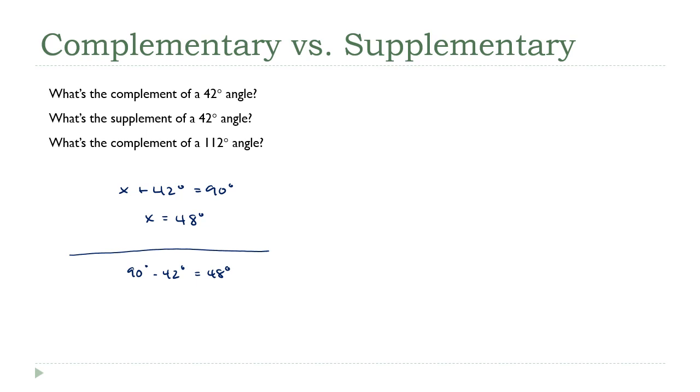All right, so the next question: what's the supplement of a 42-degree angle? Remember, supplements add up to 180 degrees. So I'll use the short version here and say, well, it's 180 degrees minus 42 degrees, which is 138 degrees. And there's your answer. Okay, and finally, what's the complement of a 112-degree angle? Well, if we use our shortcut method here, this is 90 minus 112, which is negative 22 degrees.